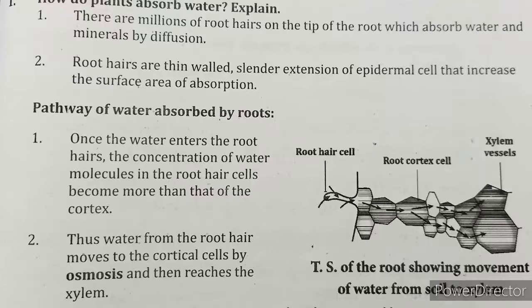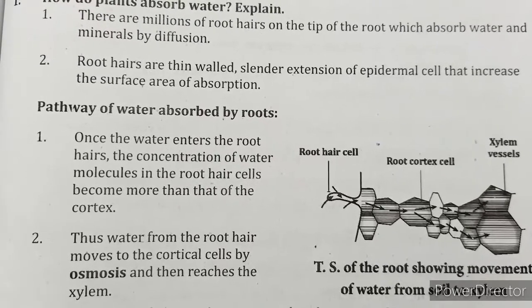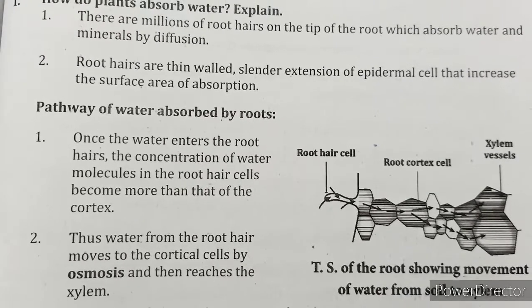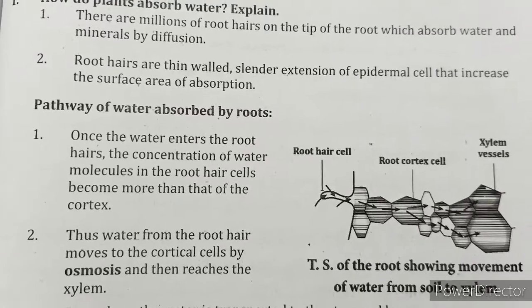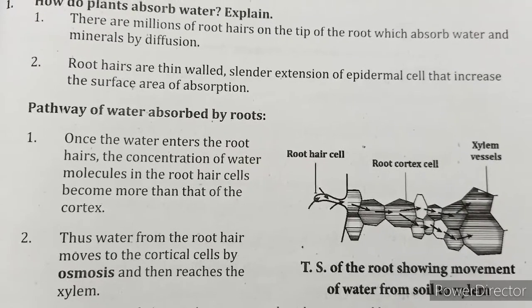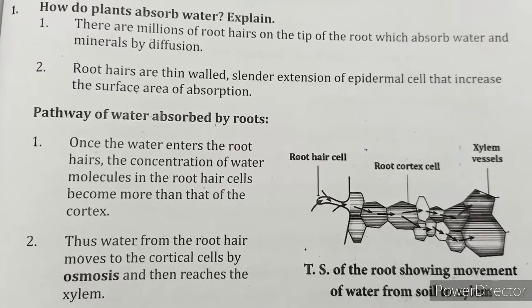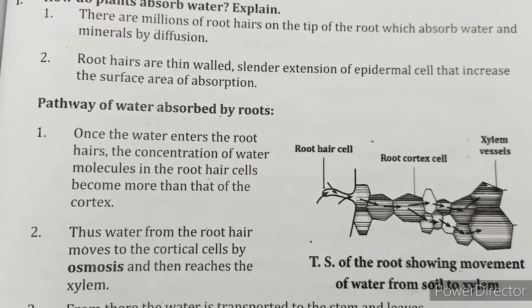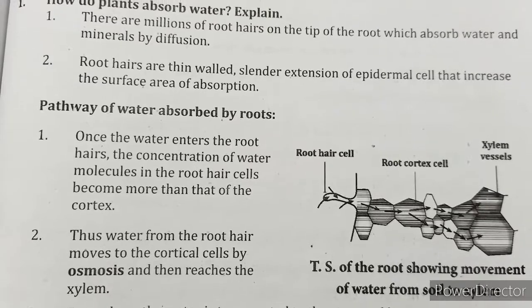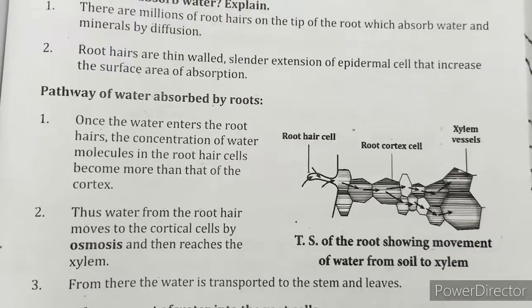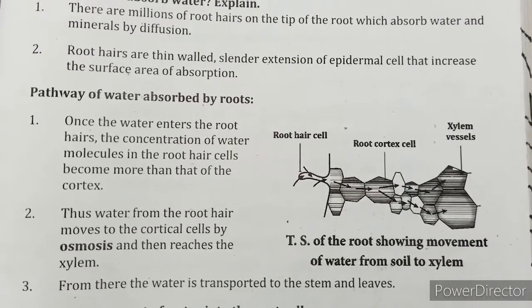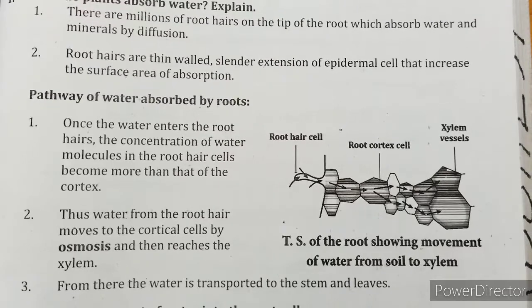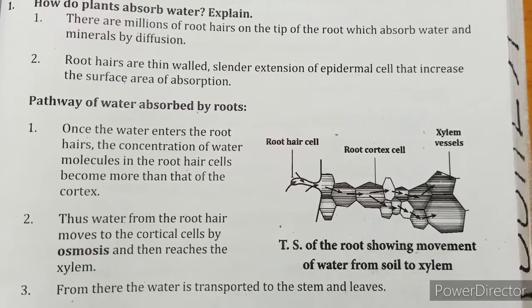Pathway of water absorbed by roots. Once water enters the root hairs, the concentration of water molecules in the root hairs has become more than that of the cortex. Thus, water from the root hair moves to cortical cells by osmosis and then reaches the xylem, from where the water is transported to the stem and leaves.